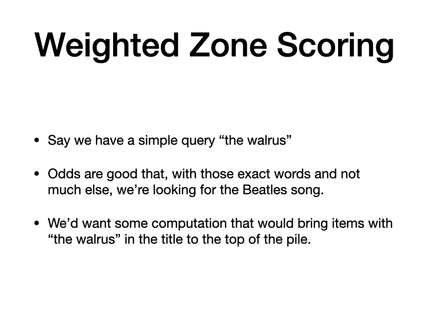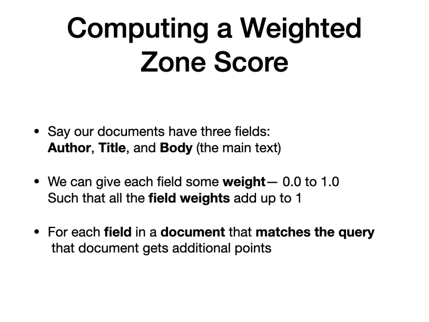If we're just looking for those exact words, we're probably looking for the Beatles song, right? That seems like a reasonable thing. So how do we get there, right? How do we compute, this user entered the two words "the" and "walrus." How do we do some computation using the different zones to bring "I Am the Walrus" to the top of the pile? So how might we compute a weighted zone score?